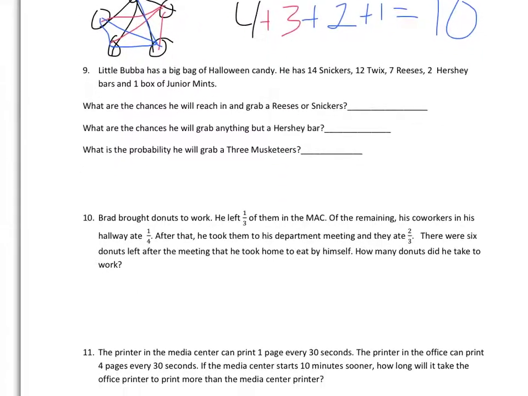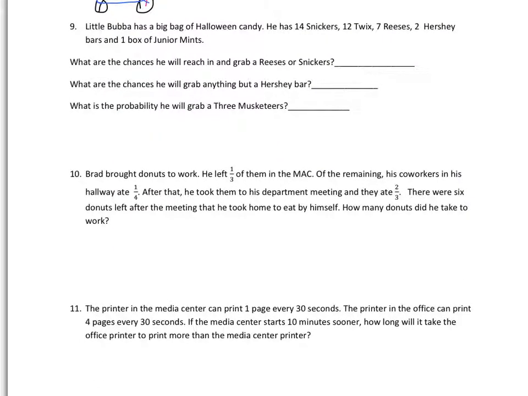Okay, so moving on to this next problem here. Little Bubba has a big bag of Halloween candy. He has 14 Snickers, 12 Twix, 7 Reese's, 2 Hershey's, and 1 box of Junior Mints. What are the chances he'll reach in and grab out a Reese's or a Snickers? So this is a probability question. First, we need to know how many total candy bars there are, and that's going to be the denominator. So 14 plus 12 plus 7 plus 2 plus 1, we're getting a grand total of 36 candy bars.